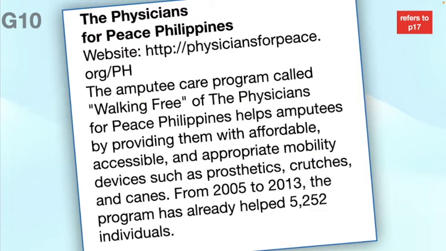The Physicians for Peace, Philippines. This is the amputee care program called Walking Free, of the Physicians for Peace Philippines, which helps amputees by providing them with affordable, accessible, and appropriate mobility devices, such as prosthetics, which are false arms and false legs, crutches, and canes. From 2005 to 2013, the program has already helped 5,252 individuals.